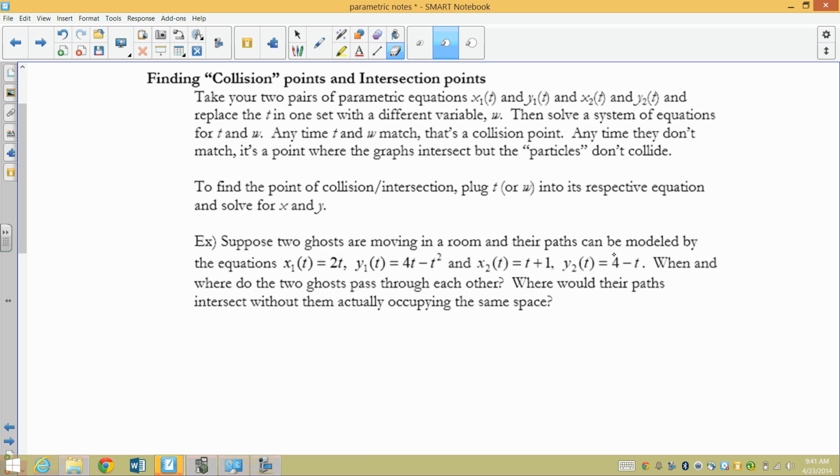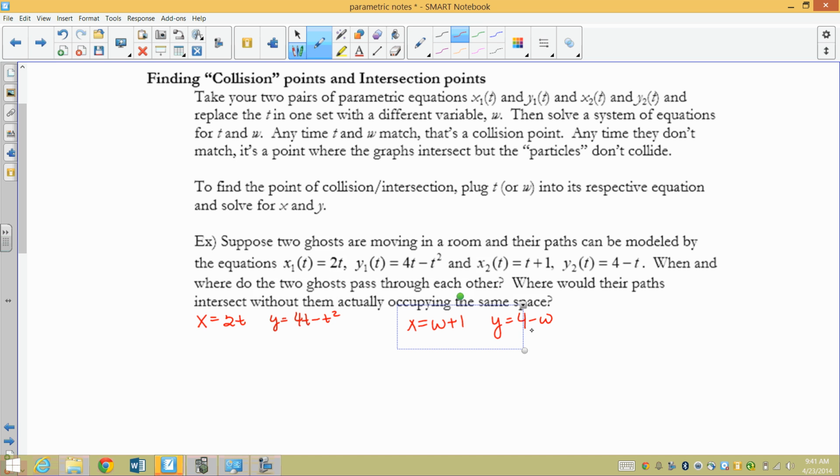If you have two ghosts moving in a room and their paths are modeled by these two pairs of equations, technically this t belongs to x1 and y1, and this is technically a different t, and it belongs to x2 and y2. So to eliminate that confusion, let's give the first ghost x equals 2t, and y equals 4t minus t squared. And then let's give the second ghost x equals w plus 1, y equals 4 minus w. Just give them a different letter.